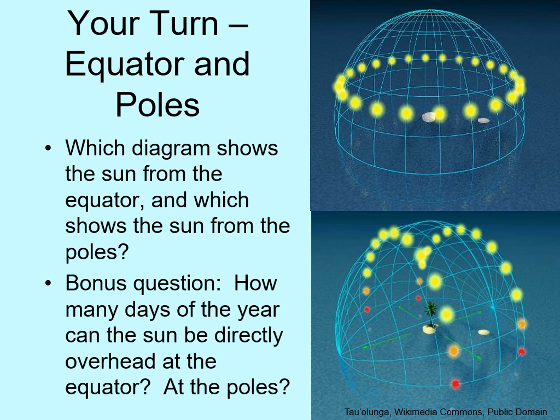Now for a bonus question. How many days of the year can the sun be directly overhead at the equator? At the poles? Remember that each picture shows the path of the sun for the specific dates of the solstice, not just for random days of the year.